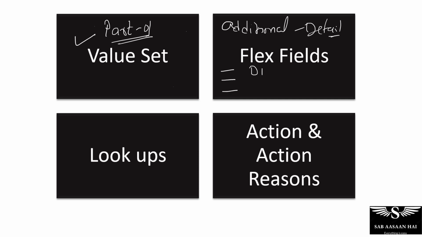One is called the descriptive flex field, that we know as a DFF. Second is the extensible flex field, or we call it EIT as well, which we know as extra information type, and the third one is the key flex field. So I am going to cover all these three types of flex fields in part 2.